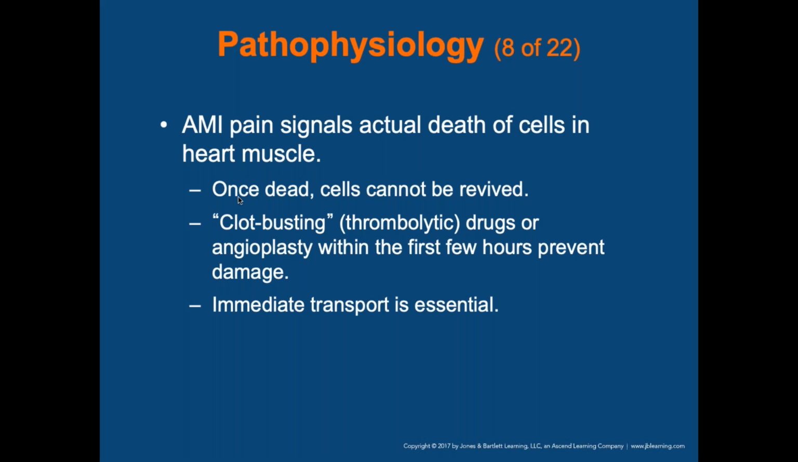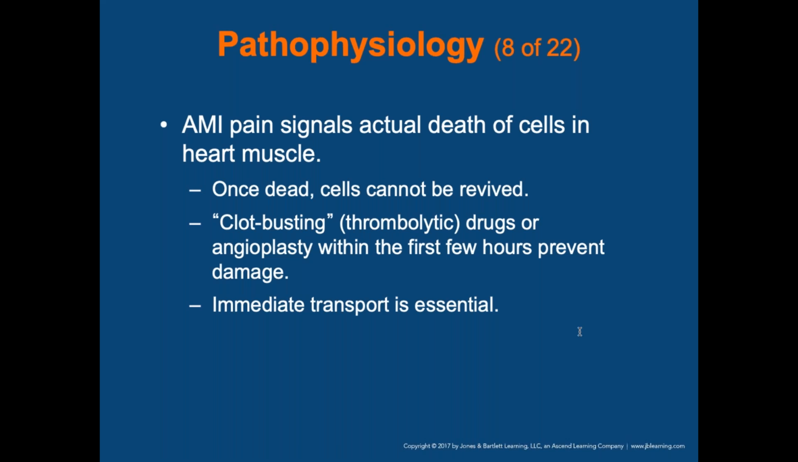Once the cell dies, it cannot be revived. It will turn into scar tissue and become a burden to the beating heart. About 30 minutes after blood flow is cut off, some heart muscle begins to die. After about 2 hours, as many as half of the cells in the area may be dead. After 4 to 6 hours, more than 90% of the cells will be dead. Opening the coronary artery with either a clot-busting thrombolytic drug or angioplasty, the mechanical clearing of an artery, can prevent permanent damage if done within the first few hours after the onset of symptoms.